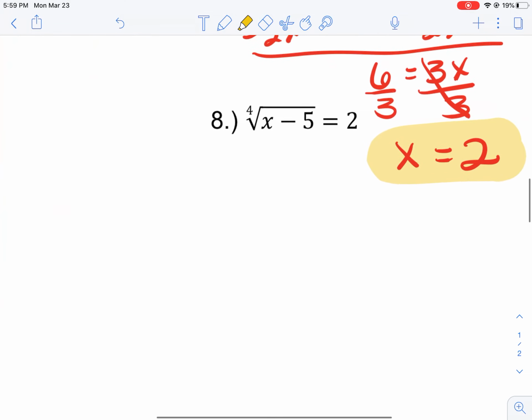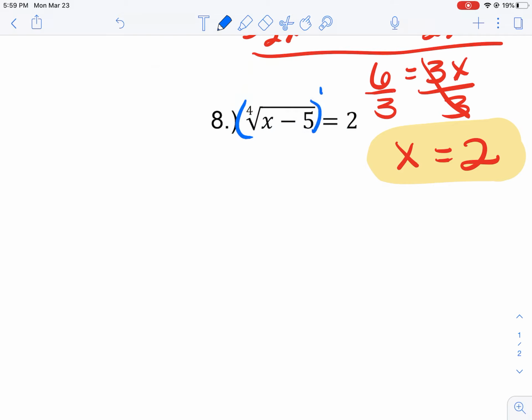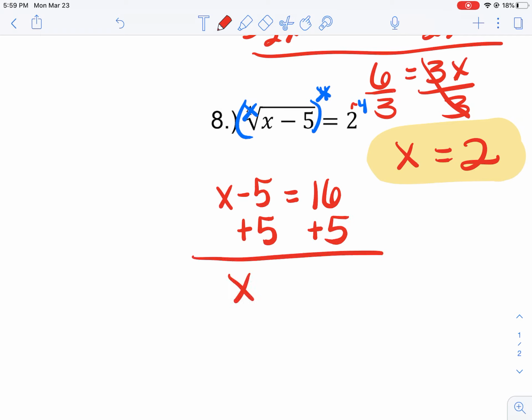Okay, and then the last problem. We've got to try to get to that x minus 5. So we're going to start by raising both sides to the 4th power. When we raise the left side to the 4th power, we lift the gate, and we're left with x minus 5 equals 2 to the 4th power, which is 16. Okay, so the last step, we add 5 to both sides, and we get x equals 21.